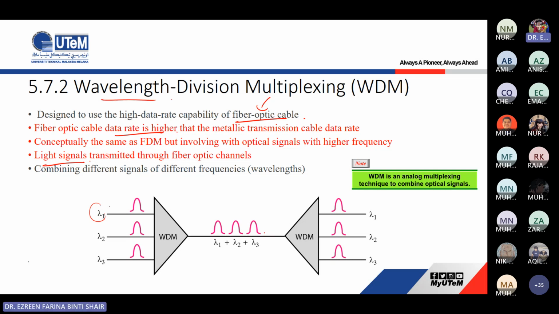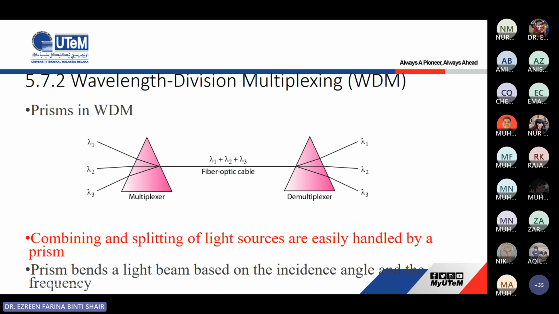Okay, so the process of wavelength division multiplexing actually follows the concept of a prism. Prism, I hope that everyone knows what a prism is. You have seen this before at school. Okay, the triangle-shaped one. So it is a prism.